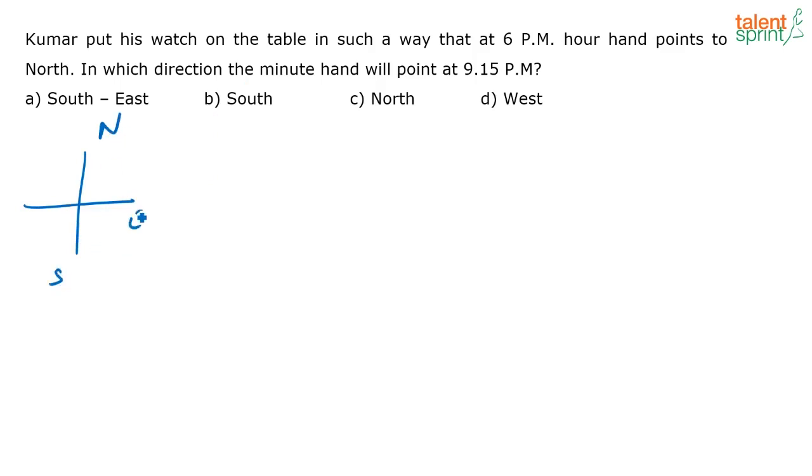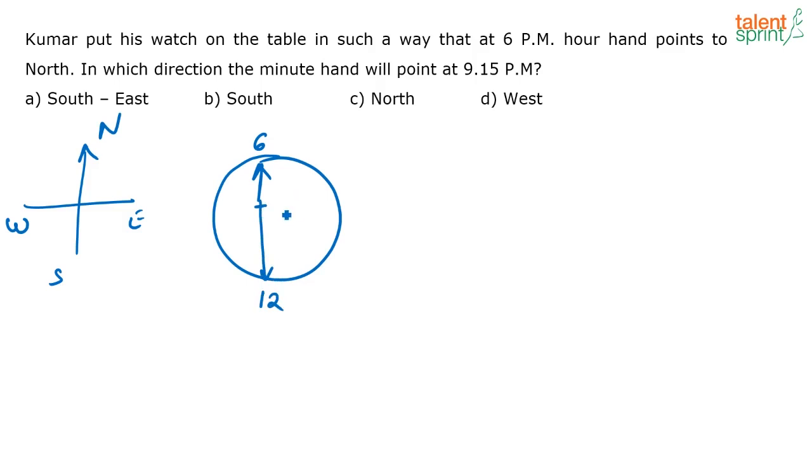So north, south, east and west, correct? Hour hand points north means at 6 p.m. the hour hand will be facing the number 6, correct? So the hour hand is pointing north means this has to be 6. So his watch has to be like this. So if this is 6, then where will the minute hand be? Minute hand will be in this direction, that is facing 12.